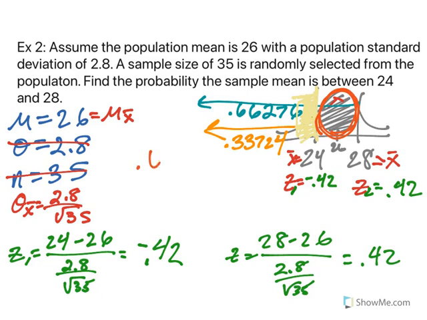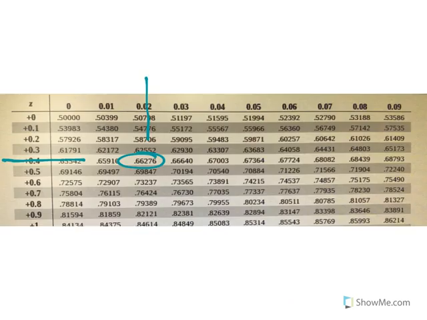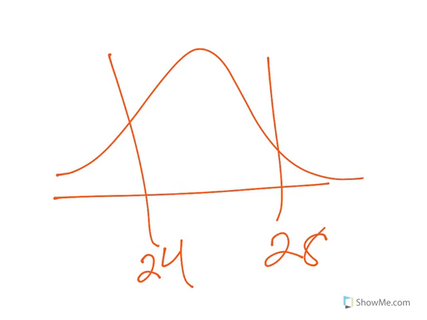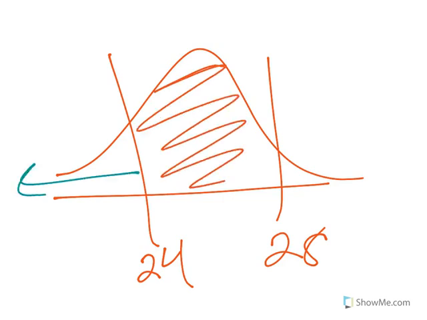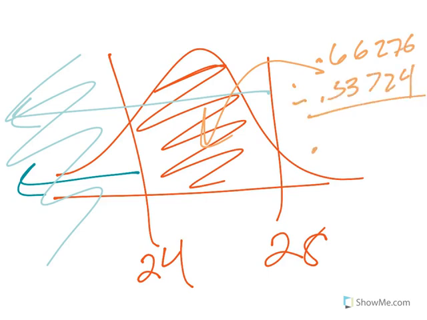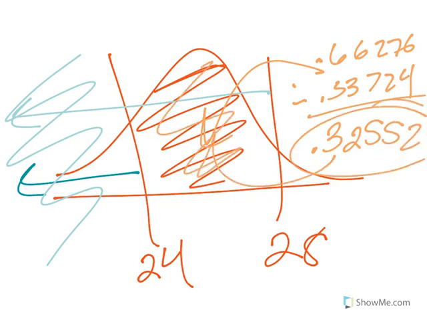So I'm going to take 0.66276 minus 0.33724. And when I do that, so again, I'm finding the area between 24 and 28 by subtracting these two values and getting rid of the overlap. The area between the curve, when I subtract, again, 0.66276 minus 0.33724, I get 0.32552. And that is the area under the curve. So that's roughly 32.552% probability.